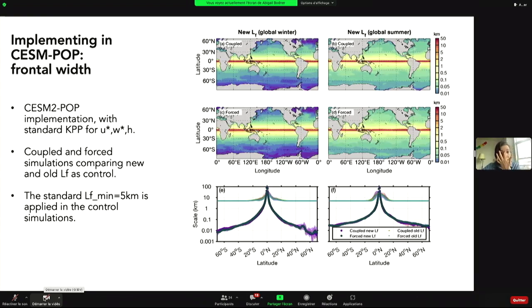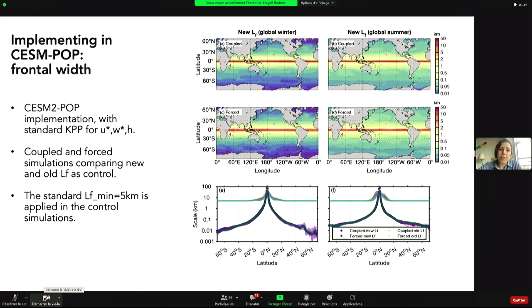Okay, so then the final aspect is after we've convinced ourselves that the scaling makes sense, we wanted to see what this looks like when we actually implement it in a climate model. So we turned to CSM-POP, and all we did was use the parameters that are already being computed online. In this version, it's KPP, and we grabbed U star, W star, and H to compute our frontal width.